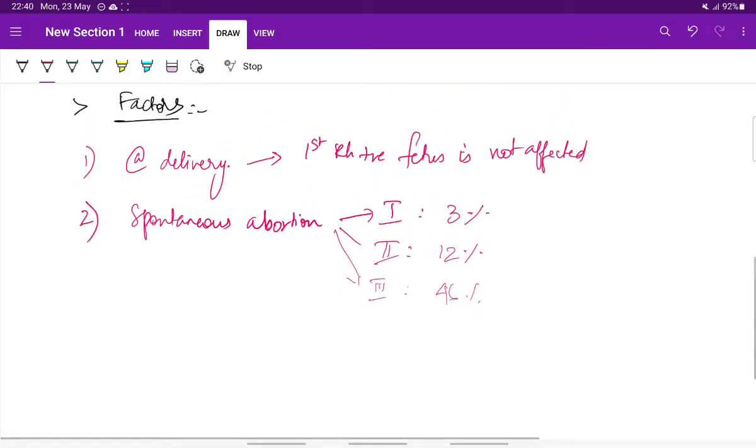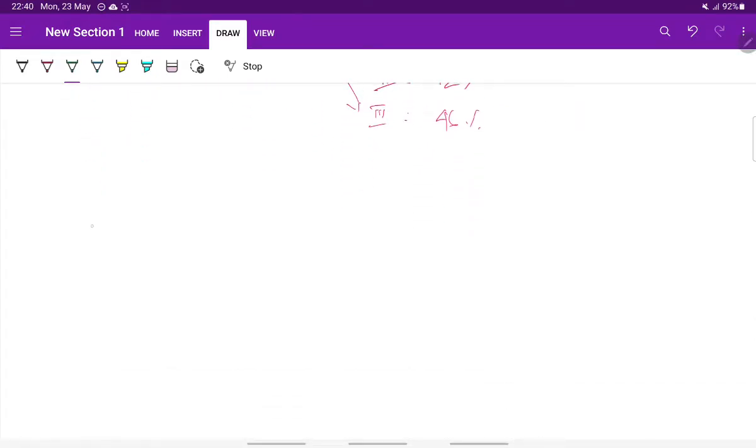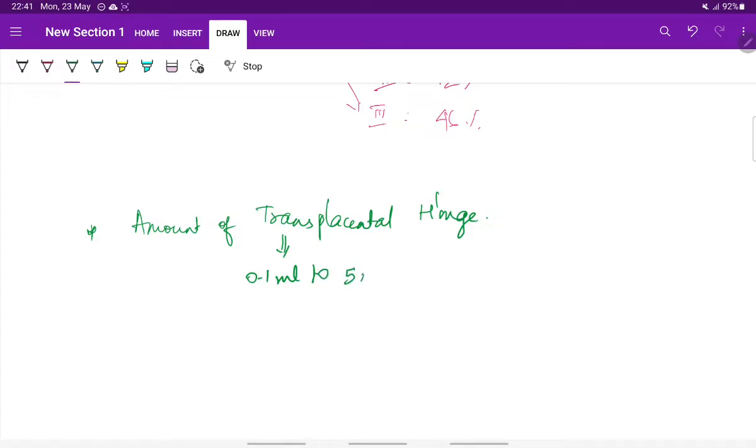The next factor is the amount of transplacental hemorrhage. The amount of blood transferred from the fetus to the mother also influences Rh isoimmunization. Normally this can vary from 0.1 ml to about 5 ml. The maximum possible blood transfer between the fetus and the mother is about 15 ml.